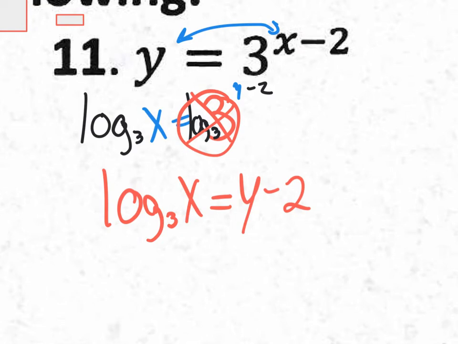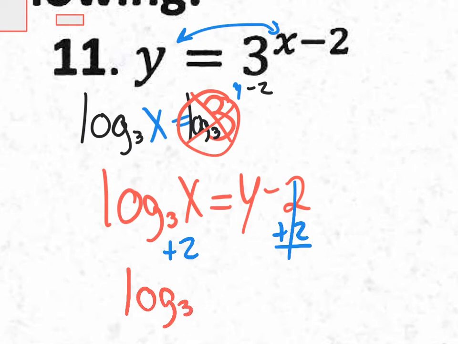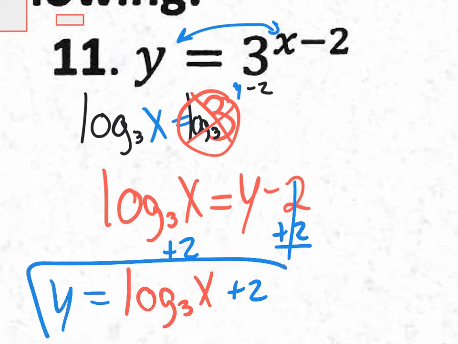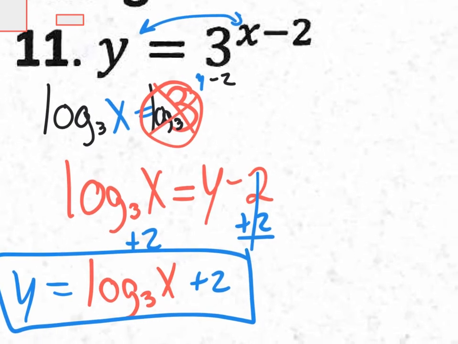Anyway, we almost have y by itself. All we need to do is add 2x, or add 2, I'm sorry. Add 2 to both sides. So we have this as a final answer, log base 3 of x, and then a plus 2. Y equals, so there's your answer. Y equals log base 3 of x plus 2. No parentheses around the x and the 2 because we added 2 at the very end, okay, which is different from number 12 that we're about to do.